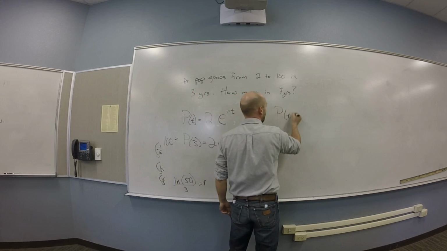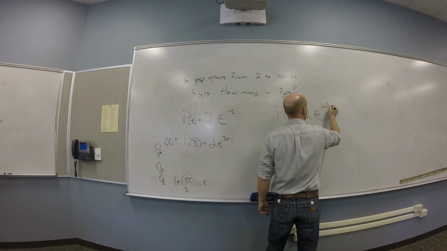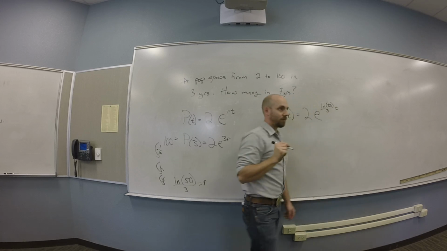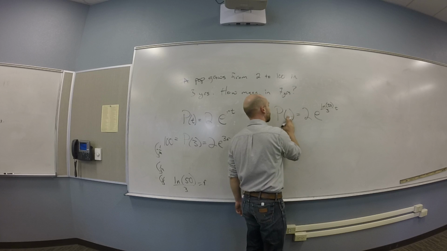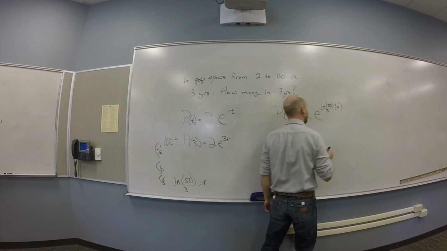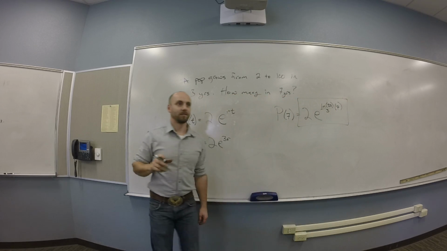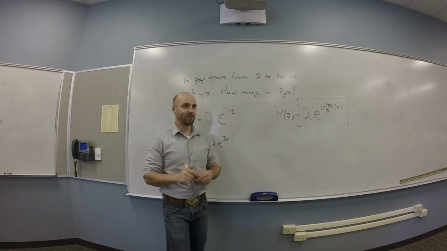So P of t is 2e to the (log of 50 over 3)t. Now t is 7. I'm interested not in P of t in general, but in P of 7. So I put 7 in here, and this is the number you're looking for. Cool? You have learned. Good talk.